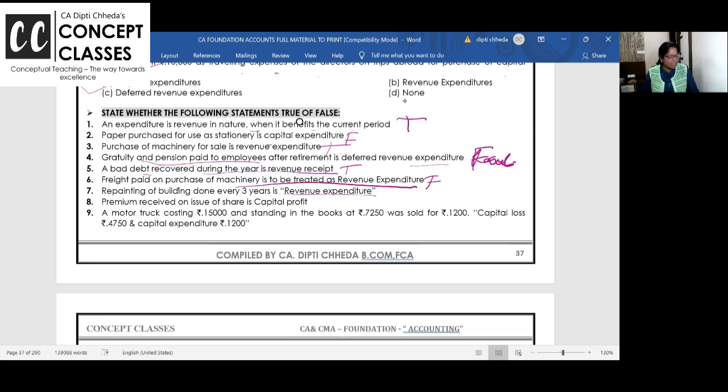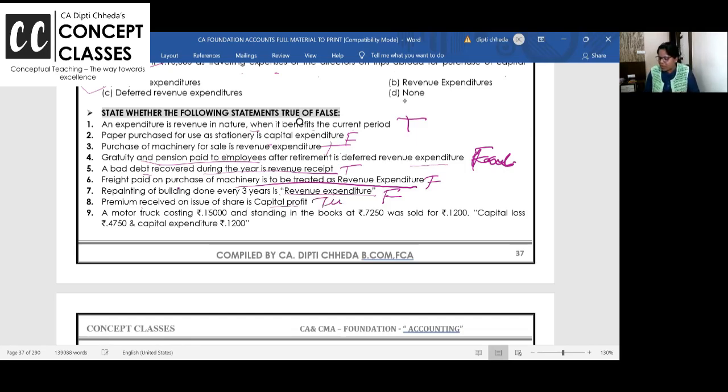If you are doing painting and denting every 3 years, then it's false. You can defer it, but if you are doing painting every Diwali, charge it off. Premium received on issue of the share is a capital profit. Actually, it's a capital profit.